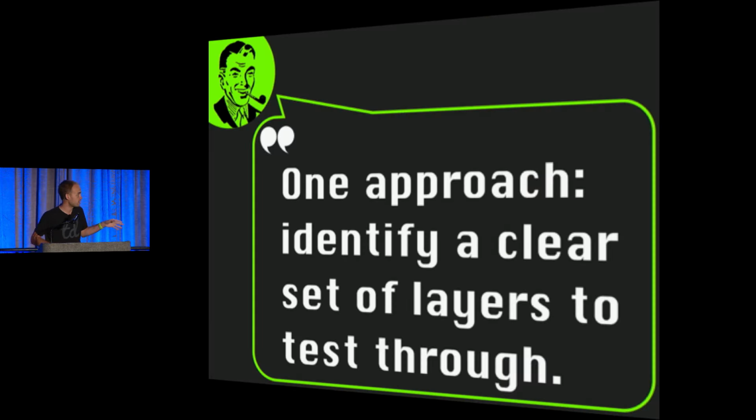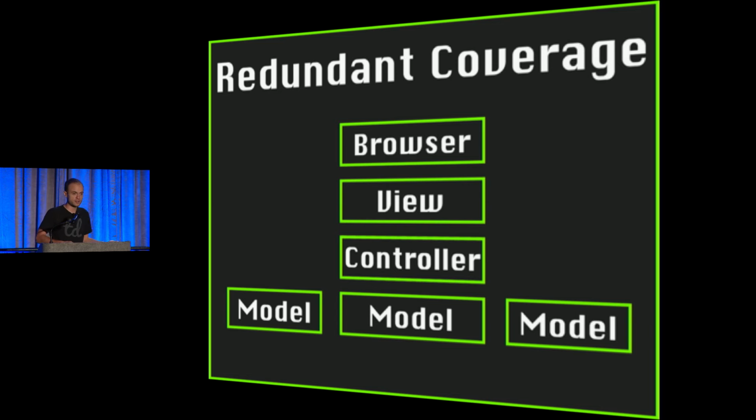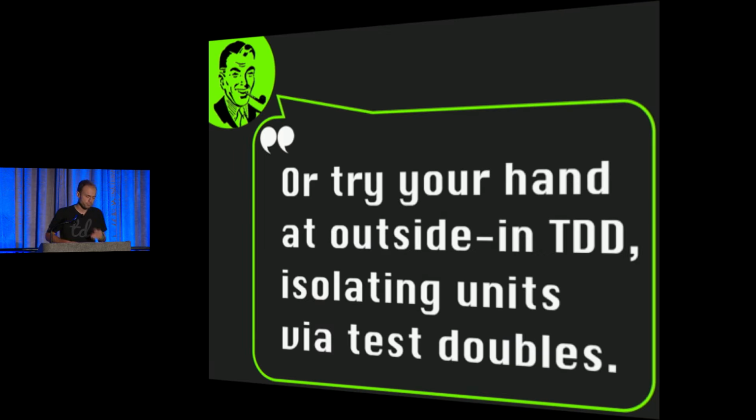Now, to prevent this, one approach is to identify a clear set of layers that you're going to test through and exclude others. So in this instance, maybe it makes sense to have these browser tests because they tell us everything's all plugged together. But the view tests and the controller tests are probably pretty redundant, and maybe this team is fine with just browser and model tests.